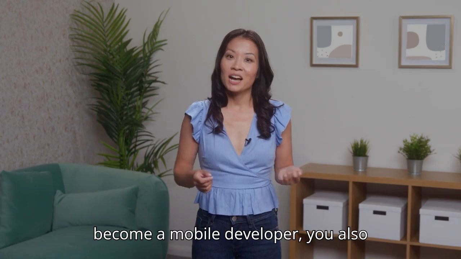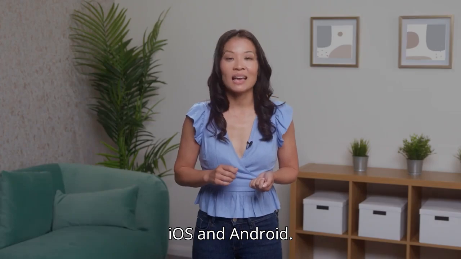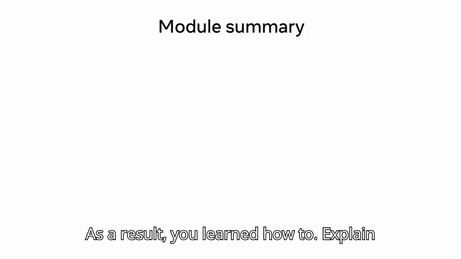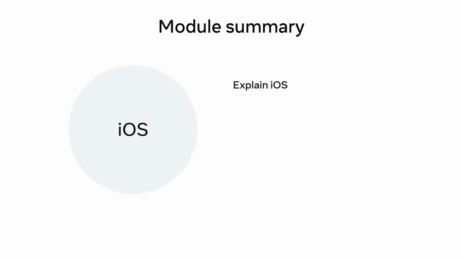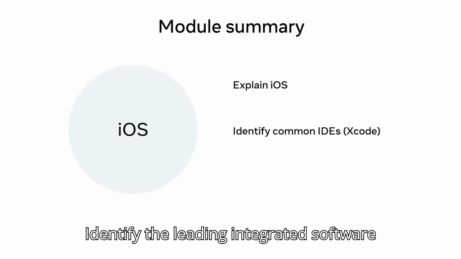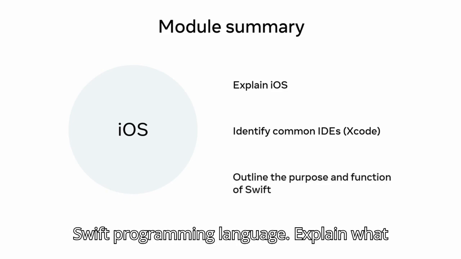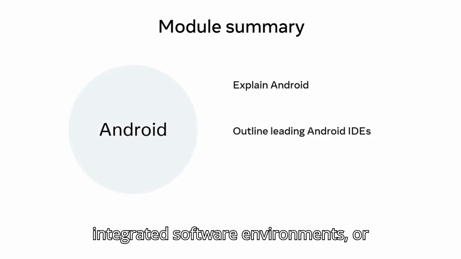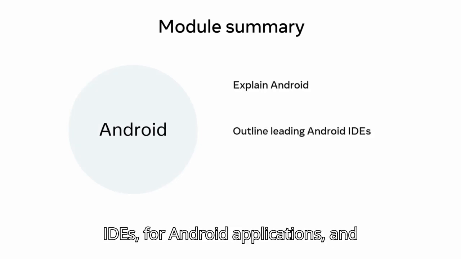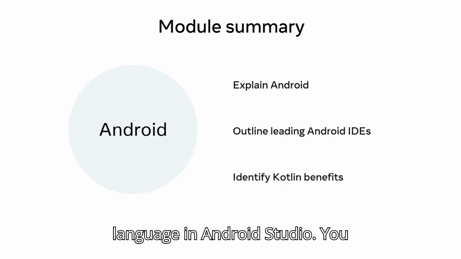As part of your journey to become a mobile developer, you also explored mobile operating systems like iOS and Android. As a result, you learned how to explain what iOS is alongside its benefits, identify the leading integrated software environments or IDEs for iOS applications such as Xcode, and outline the purpose and function of the Swift programming language. Explain what Android is, outline the leading integrated software environments or IDEs for Android applications, and identify the benefits of the Kotlin language in Android Studio.